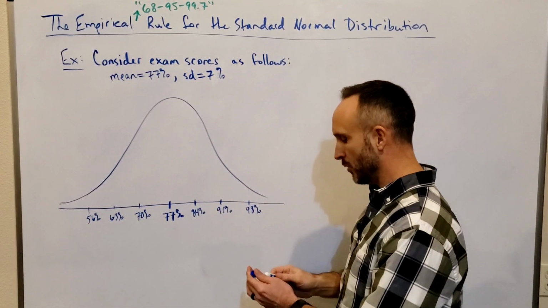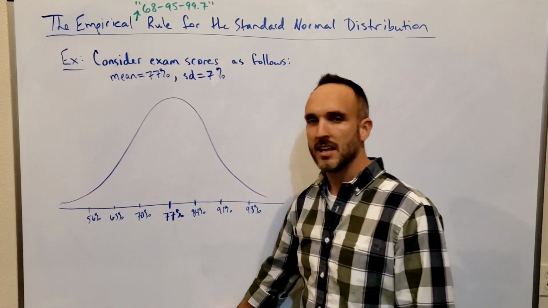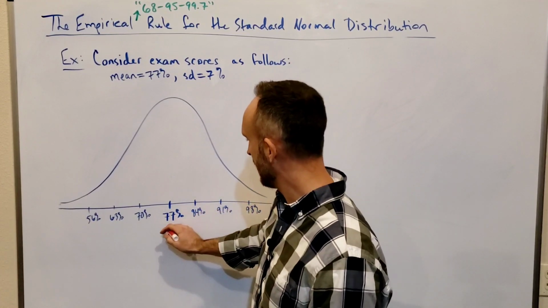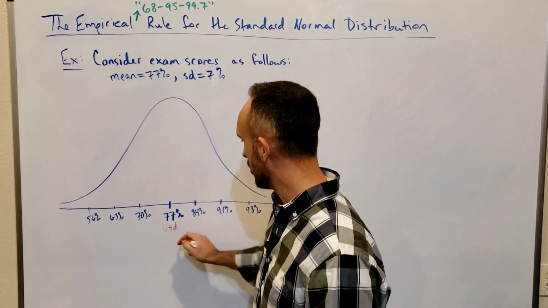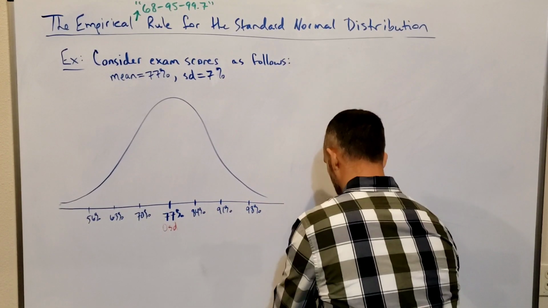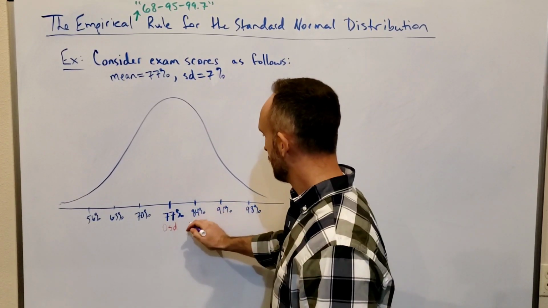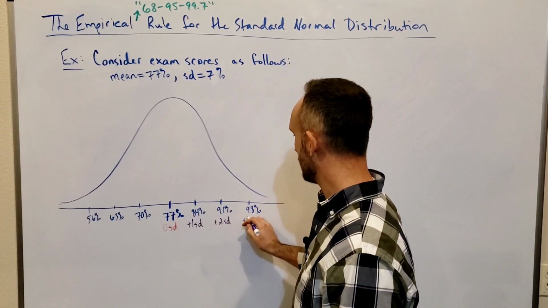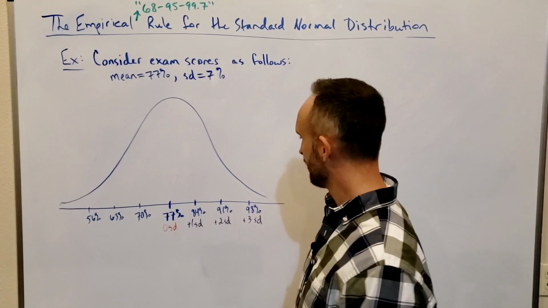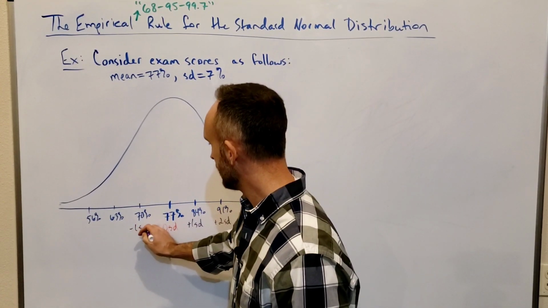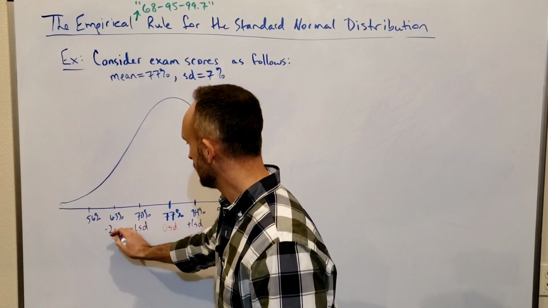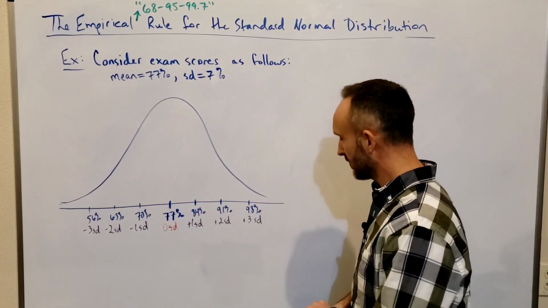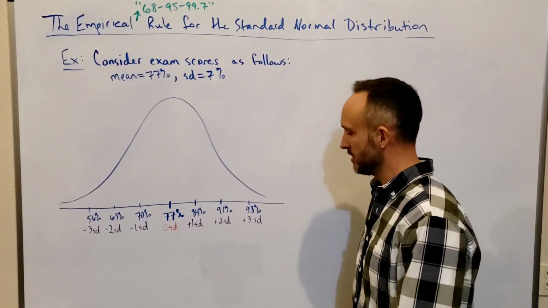And so what we've done there is we've identified our data based on how many standard deviations they are from the mean. So this is your 0 standard deviation mark. And then this is +1 standard deviation, +2 standard deviations, and +3 standard deviations. On the other side, we have -1 standard deviation, -2 standard deviations, and -3 standard deviations. So now we can ask lots of interesting questions about this.